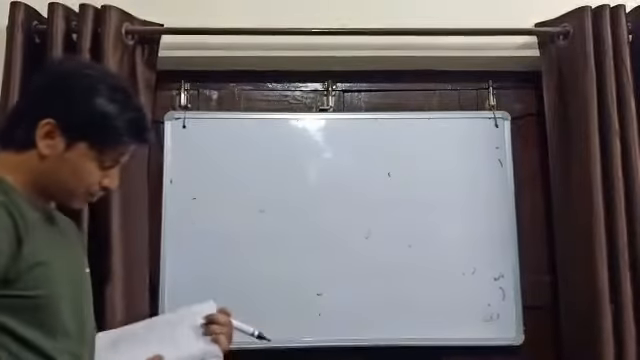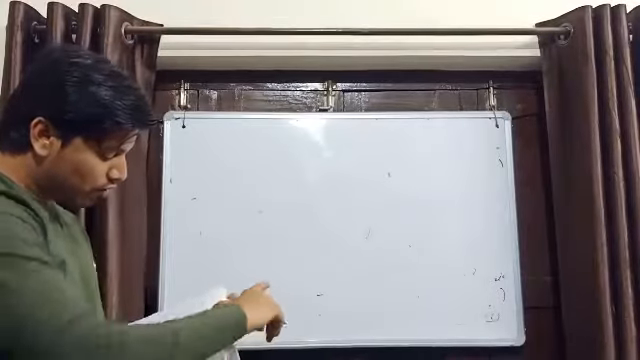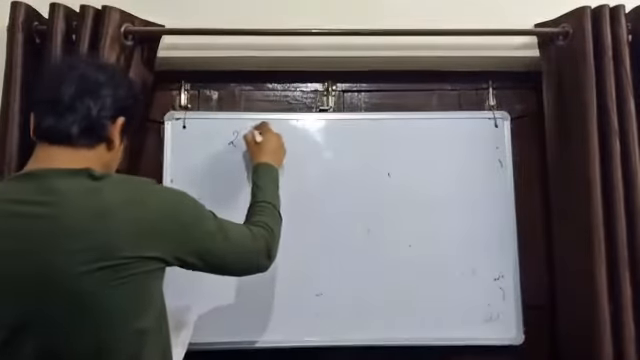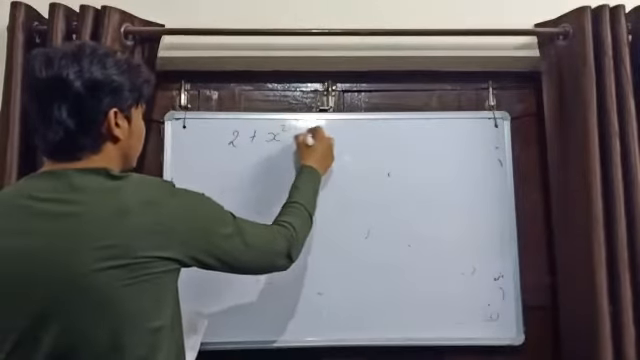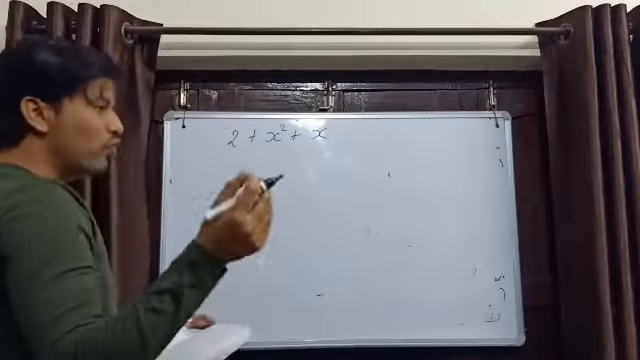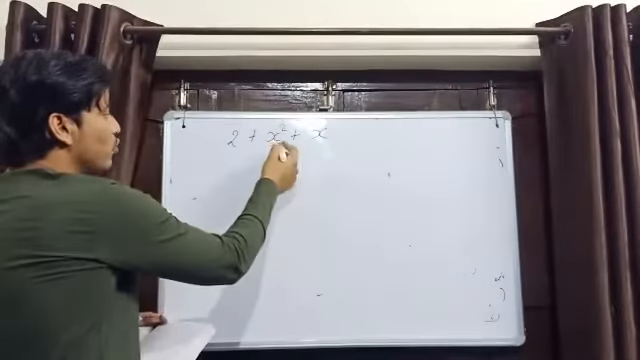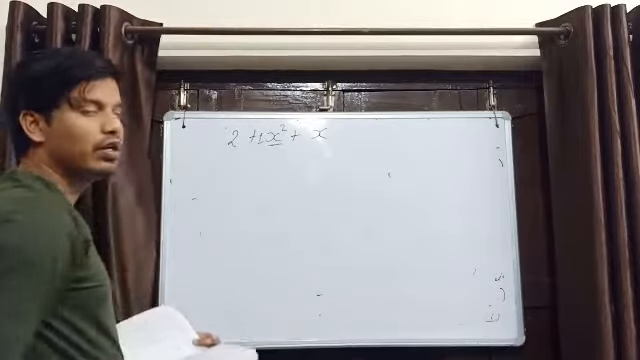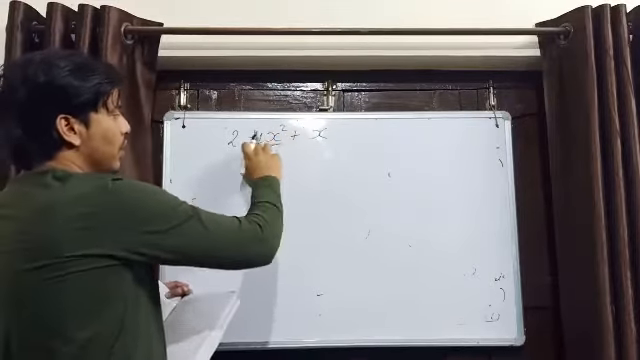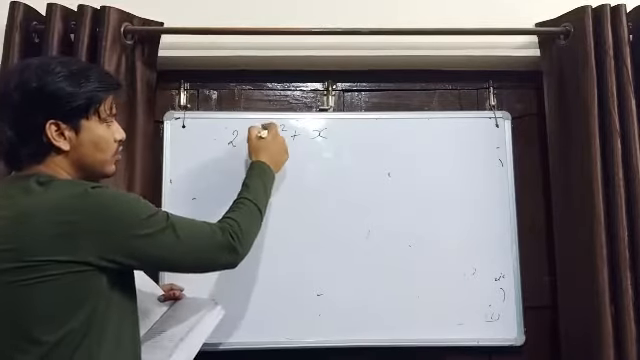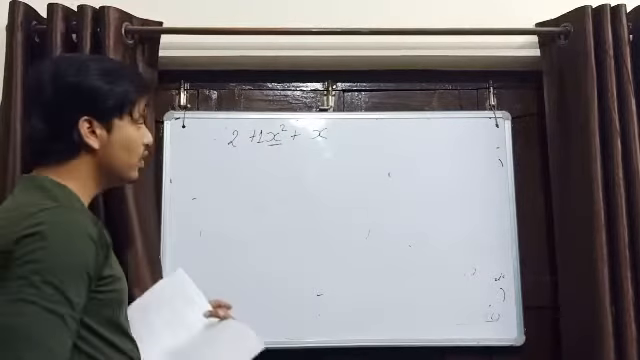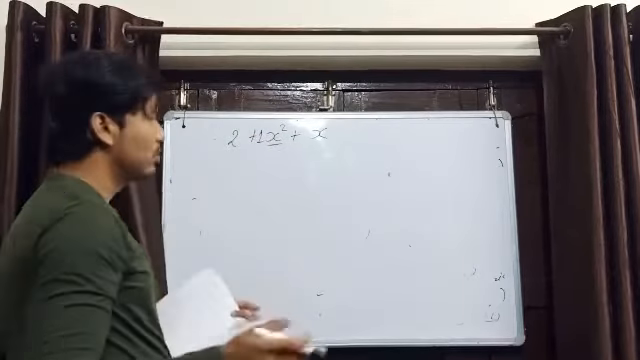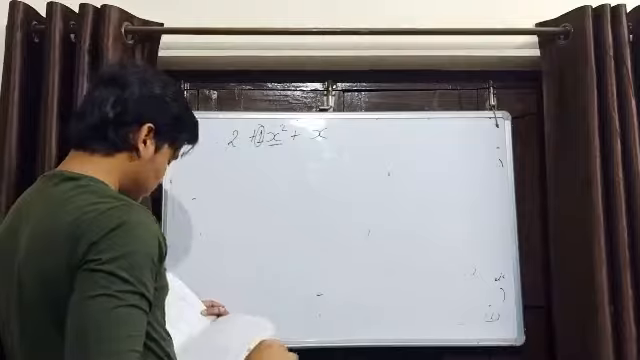Second question: write the coefficient of x square in each of the following. Very easy question. 2 plus x square plus x. We only need the coefficient of x square. There is nothing written in front of it, so it is 1. If you multiply by 1, the answer does not change. So the coefficient of x square is 1.